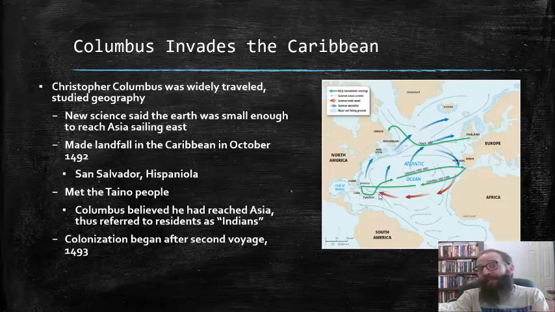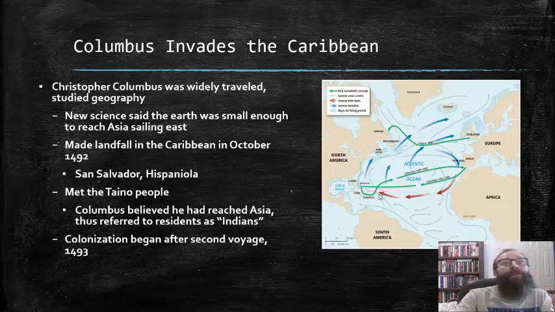Now, Columbus believed that he had reached Asia pretty much till the day he died. It wasn't until another Italian explorer named Amerigo Vespucci sailed along the coast of South America, and also eventually explored some of the eastern part of North America, and realized that it was an entirely new continent, or actually two entirely new continents. And that is where we get the name of America from, Amerigo Vespucci.